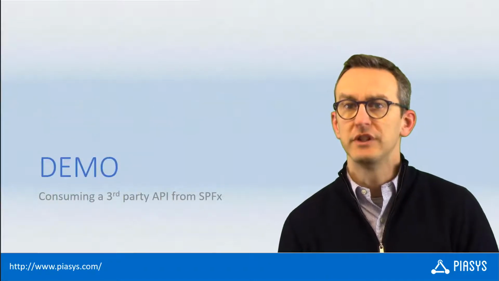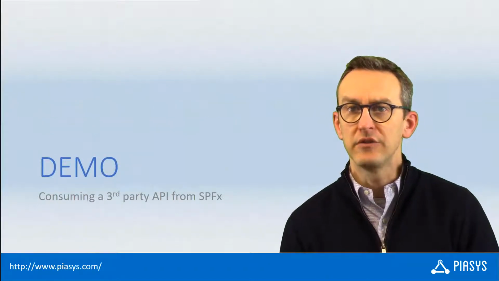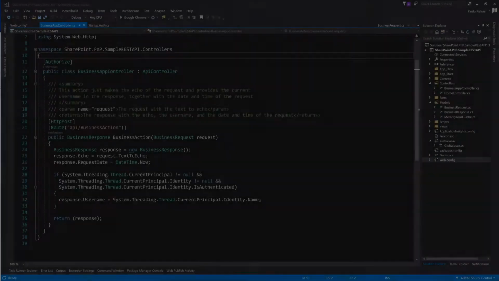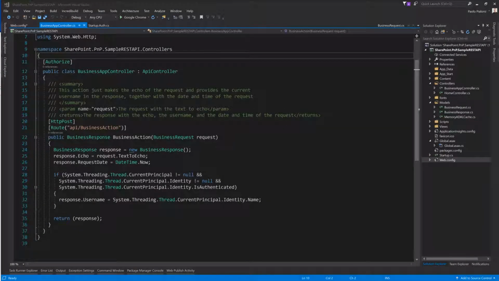So, let me move to the demo environment and show you how to play with this new capability. Here we have a custom API built using ASP.NET MVC, and as you can see, we have an API controller which is subject to authorization, and in which we have an action called business action. The business action will receive a text to echo, just for the sake of making an example, and will give back a response made of the text to echo, the date and time of the request, and, if there is a current principal, the identity name of the current principal in the username property of the response.